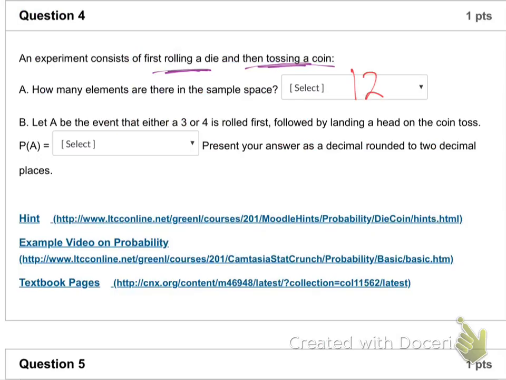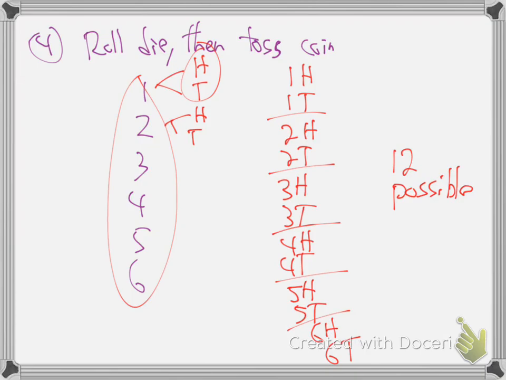12. Let A be the event that either a 3 or 4 is rolled first and then a head. So 3 or 4 first and then a head. 3 and then a head. 4 and then a head. Those two are what they're specifying, right? 3 or 4 followed by head. So what's the probability of that?